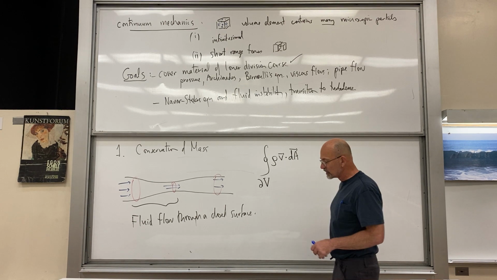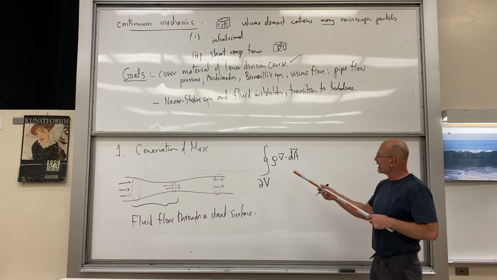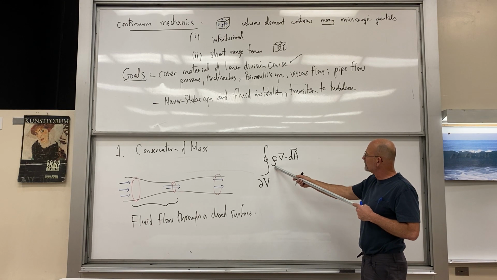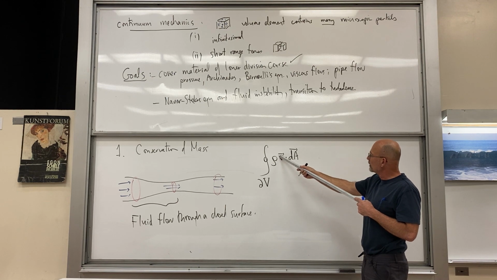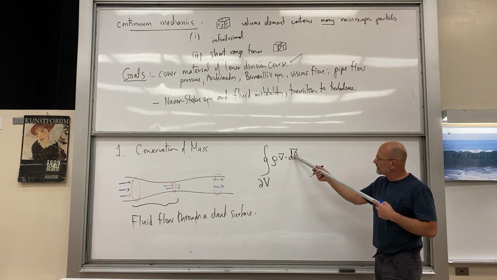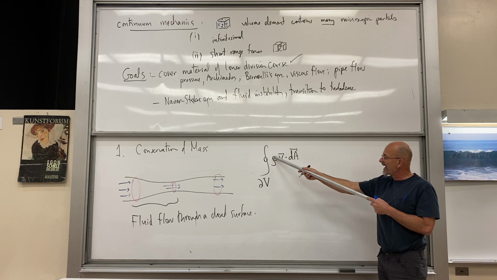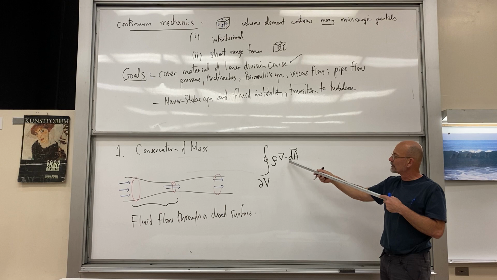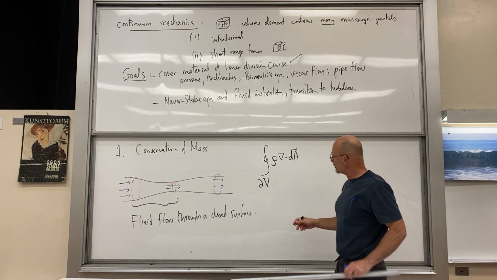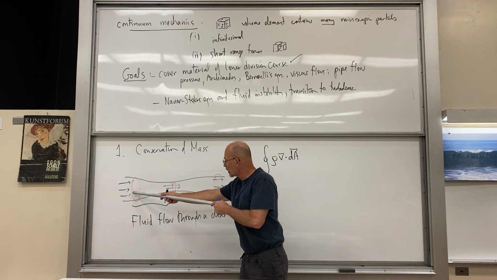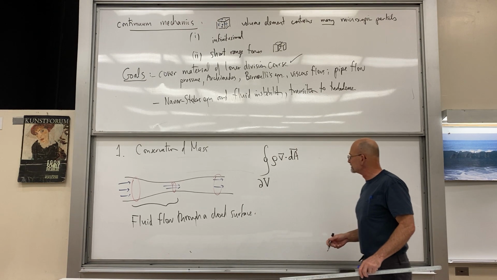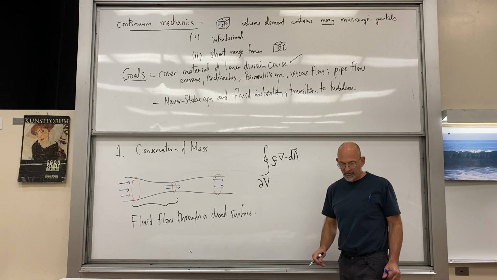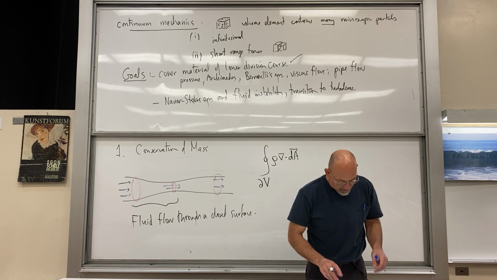Let's check first of all the units on this. Okay. So we have mass per volume. We have a unit of length, 2 more units of length, so that's volume. So that's mass, and the denominator of velocity is time. So this is mass per time right here, flowing through a closed surface. So that's the one side of an equation. Let's see how the other side is going to look.